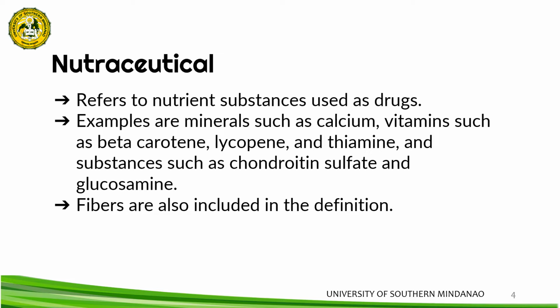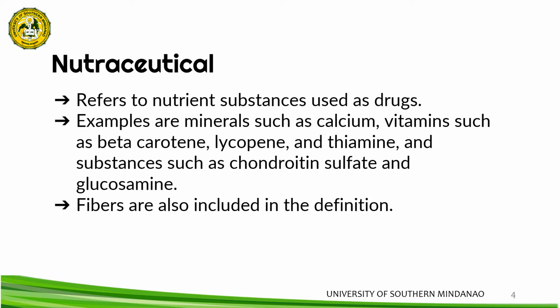Examples of nutraceuticals that are derived from plants are the vitamins, such as beta-carotene, lycopene, as well as thiamine. The nutraceuticals that are derived from animals, as well as humans, include chondroitin sulfate and glucosamine, which are abundant in joints. We also have nutraceuticals from mineral sources, and that includes calcium. The fibers are also included in the definition.